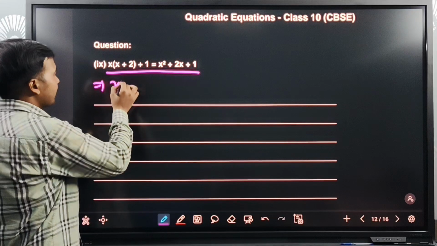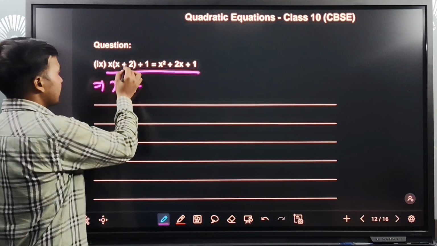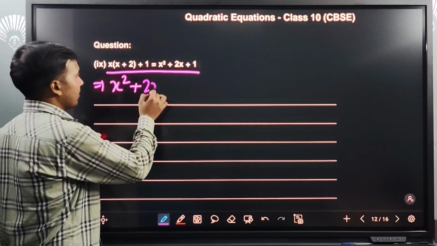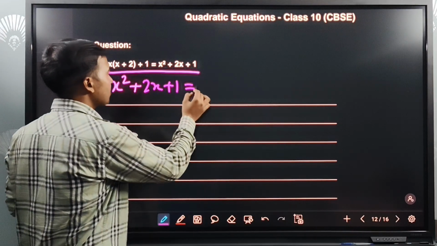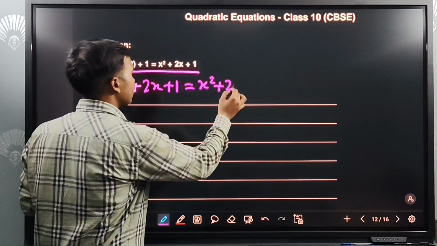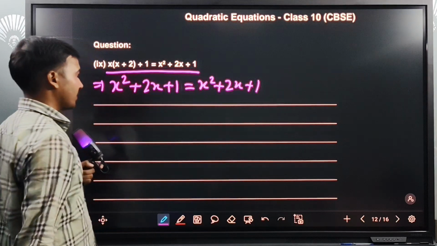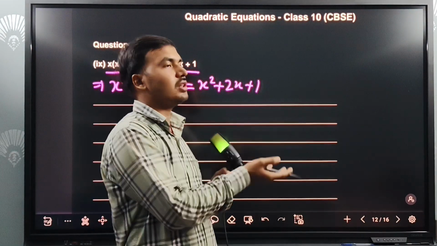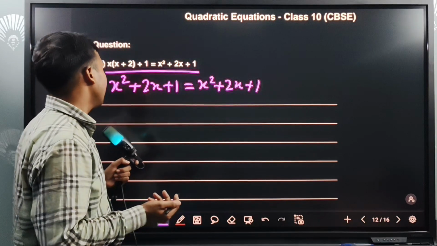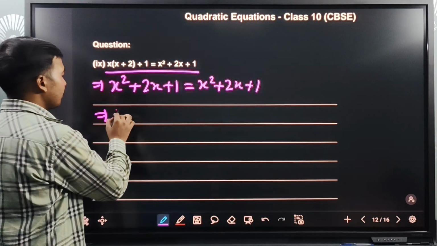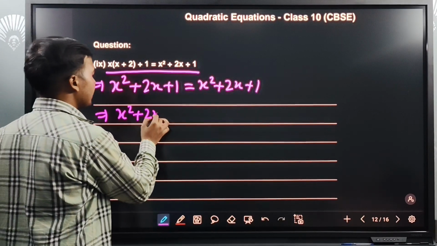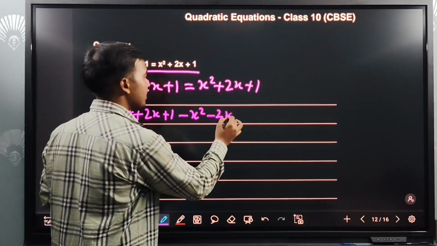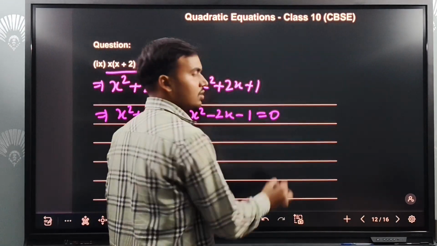X multiplied by x, you will get x square, plus x into 2, you will get 2x, plus 1, is equal to x square plus 2x plus 1. So now we will do the same thing: we will bring all the terms to the left hand side. So you will get x square plus 2x plus 1 minus x square minus 2x minus 1 is equal to 0.